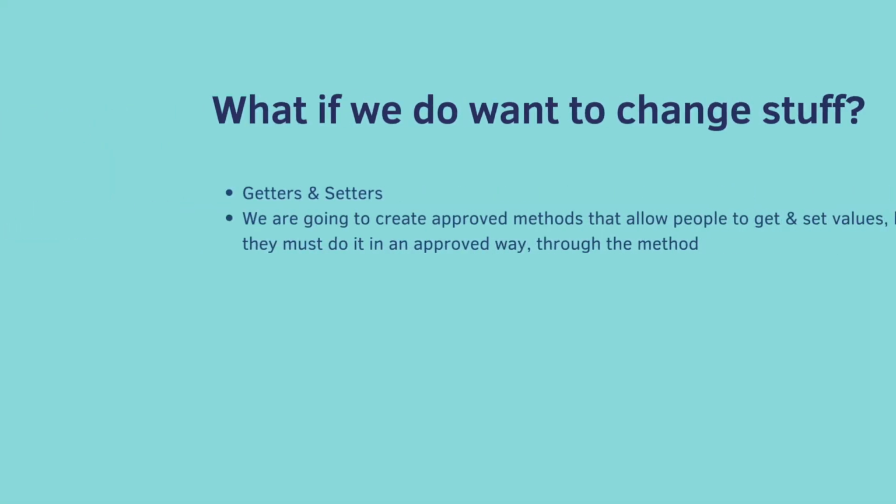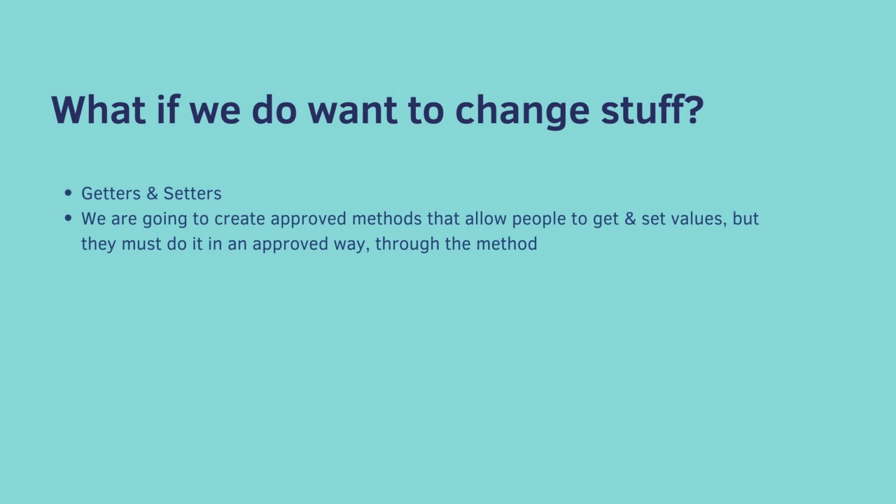But what if we do want to change our stuff? There are use cases when we want to do this. We're going to do this with getters and setters. So we're going to create approved methods that allow people to get and set values, even if you're outside of the class, but they must do it in an approved way through the method. You can't just directly change stuff.